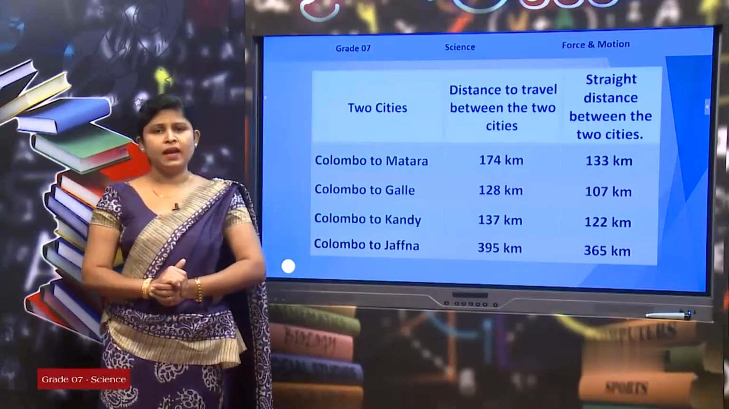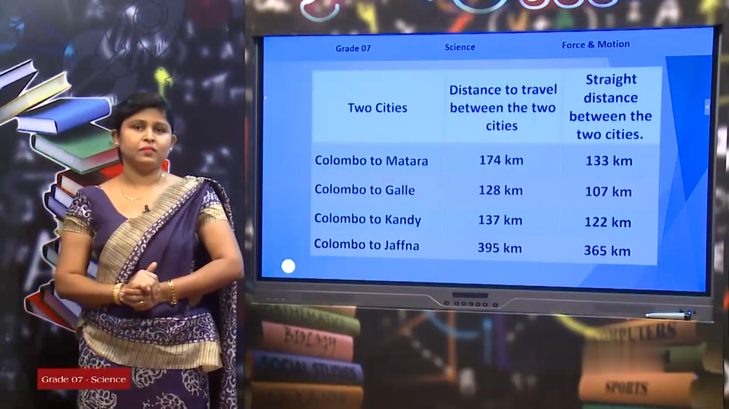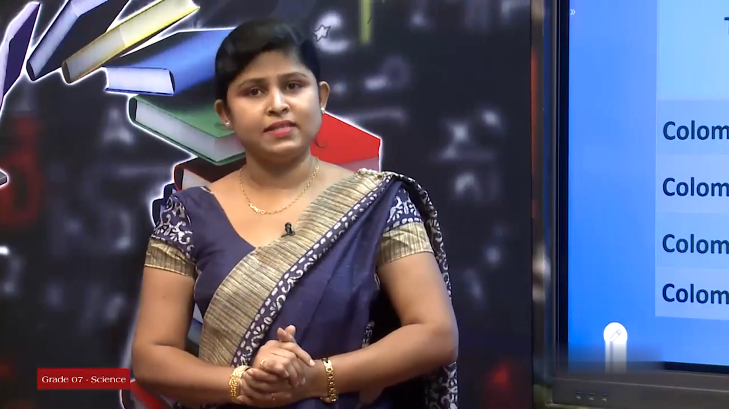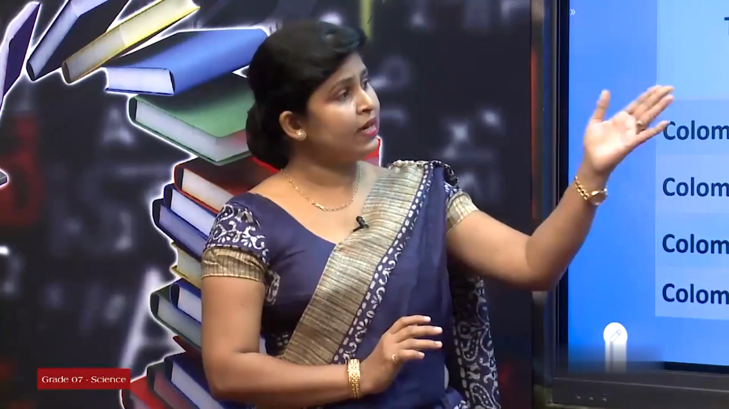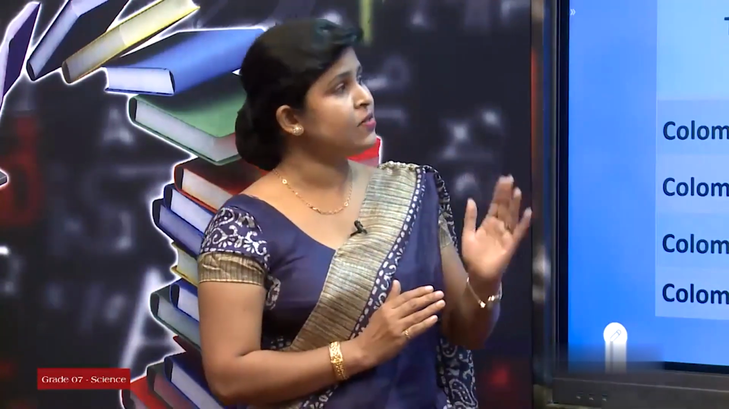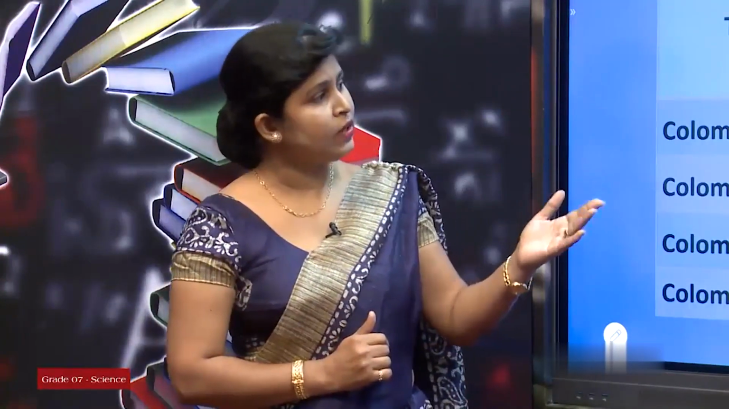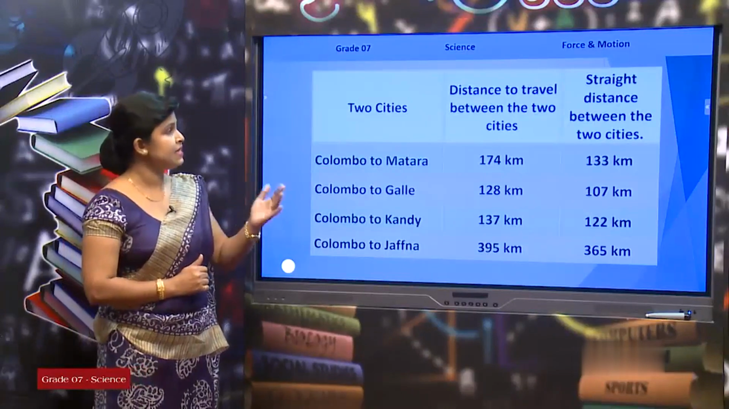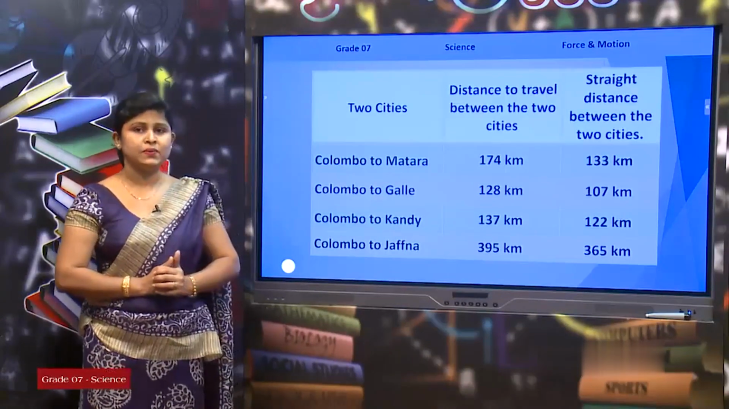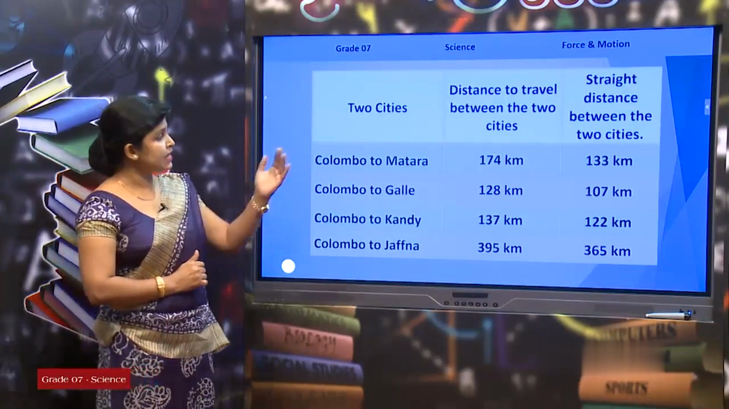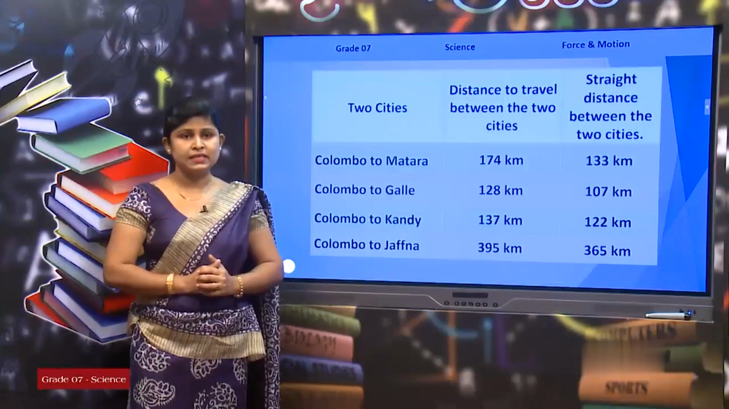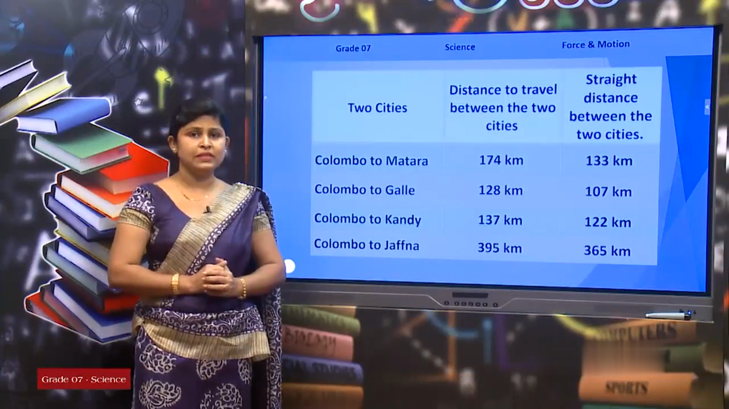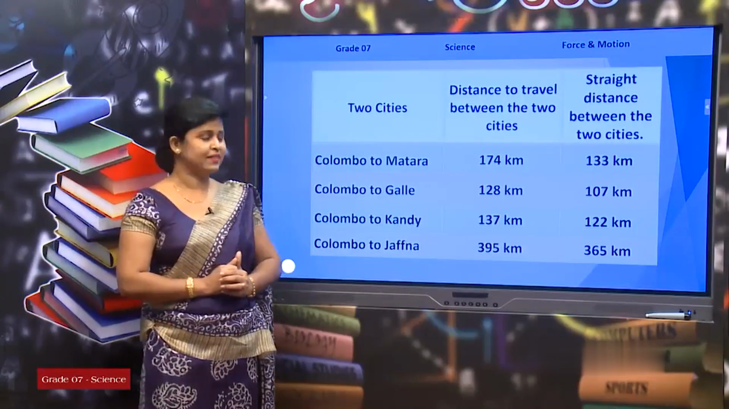My dear children, you must understand one important thing by looking at the table. The most important thing is that the straight distance between the two cities is always less than the distance to travel between the two cities. Understood? The straight distance between the two cities is always less than the distance to travel between the two cities. So, we can say that the second column of the table indicates the distance, while the third column of the table indicates the displacement.